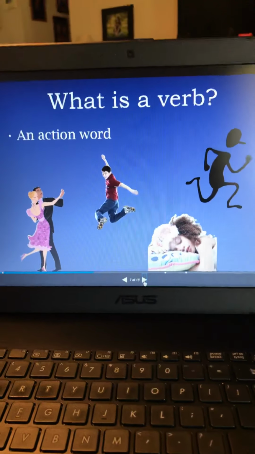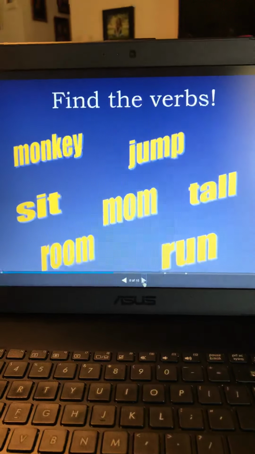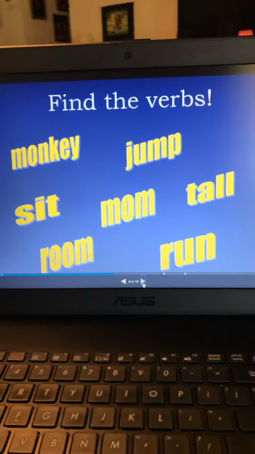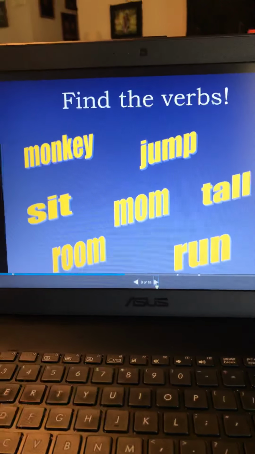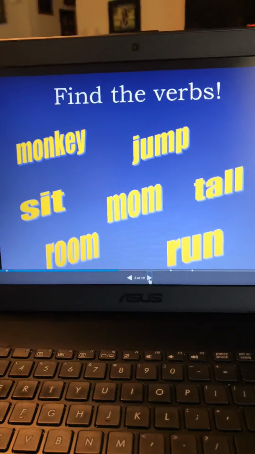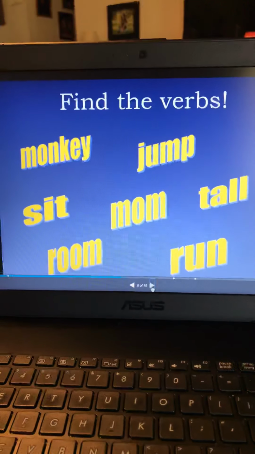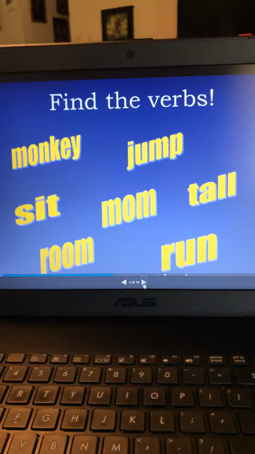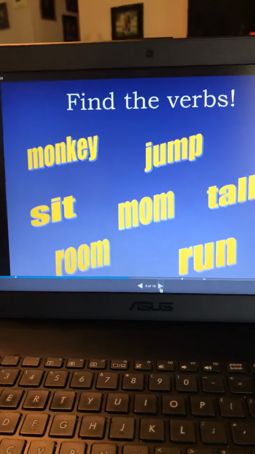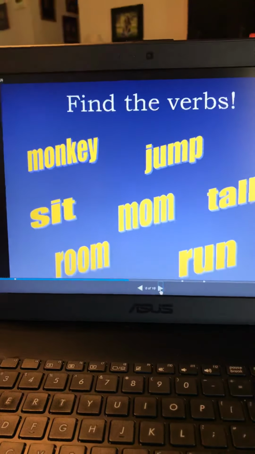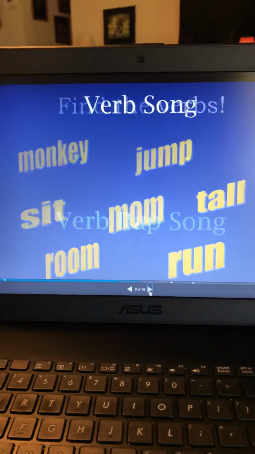Verbs, remember, are action words, something that you can do. They want you to find the verbs on the screen. Remember, it's something that you can do. Jump is something you can do. Sit is something you can do. Run is something you can do. Those are all action verbs. Monkey, room, mom are all nouns that are people, places, or things.